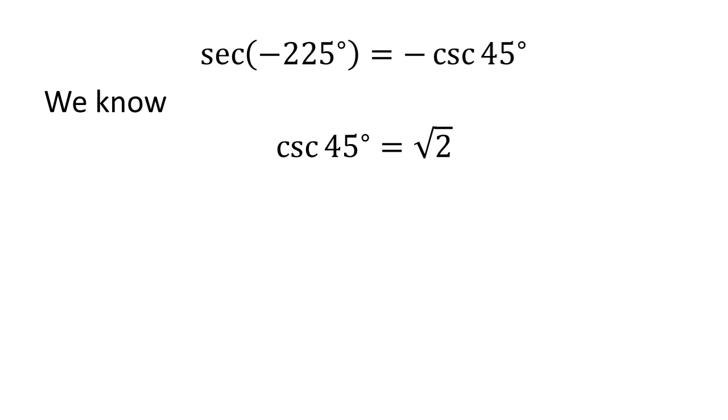We know the value of cosecant of 45 degree is equal to square root of 2. So we get the value of secant of minus 225 degree is equal to minus square root of 2.